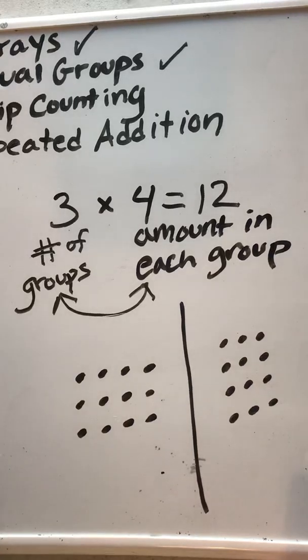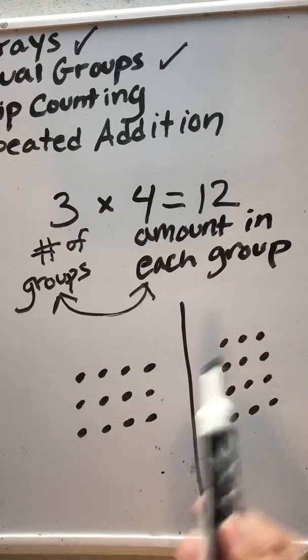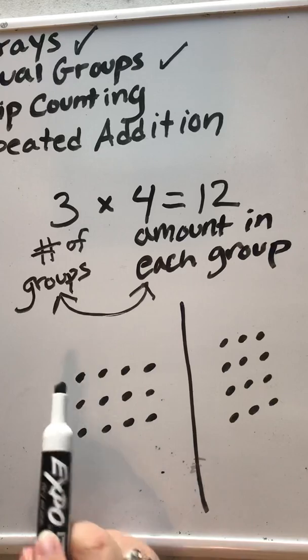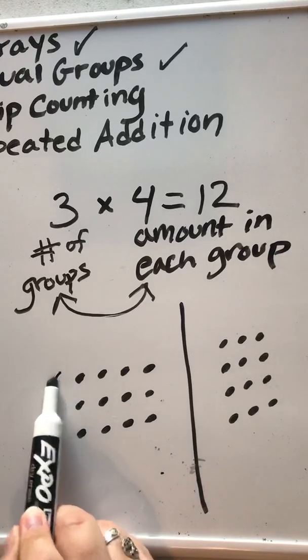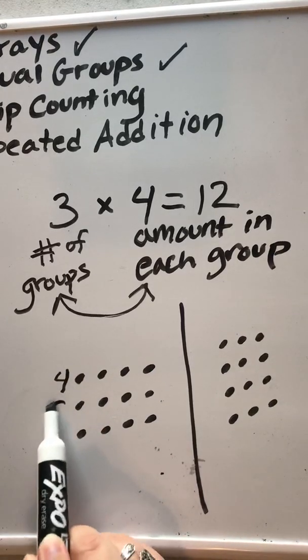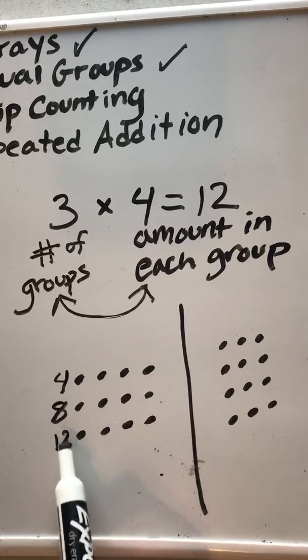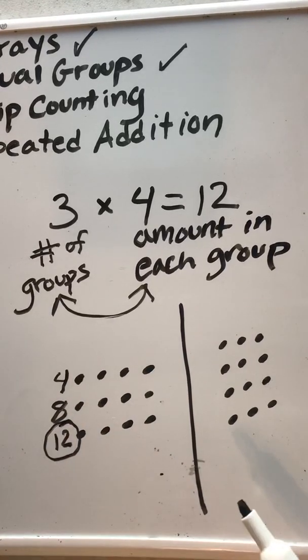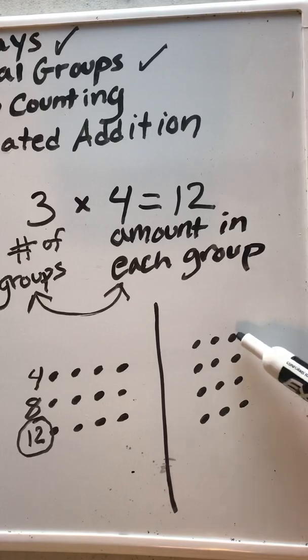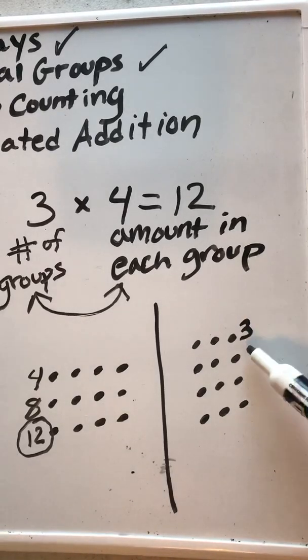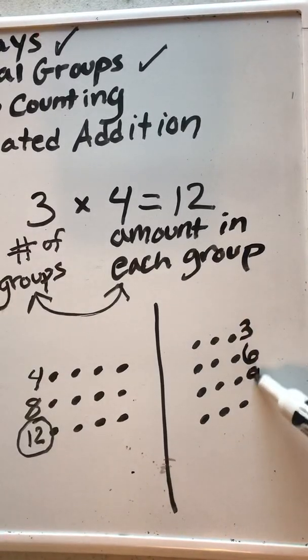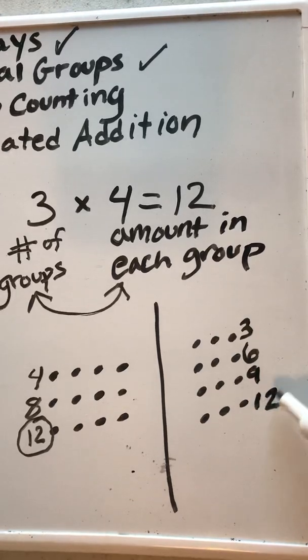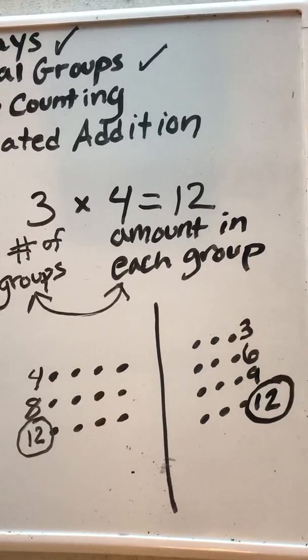And if I know how to skip count, I can just skip count by the number in each row. 4, 8, 12. I skip counted by 4s. Over here, 3, 6, 9, 12. Skip counting by 3s.